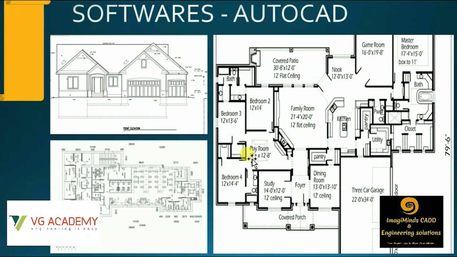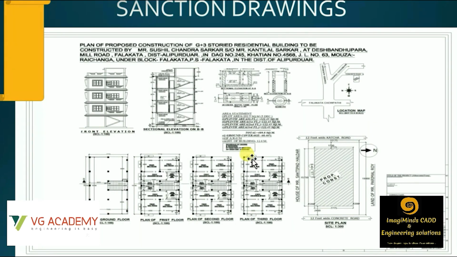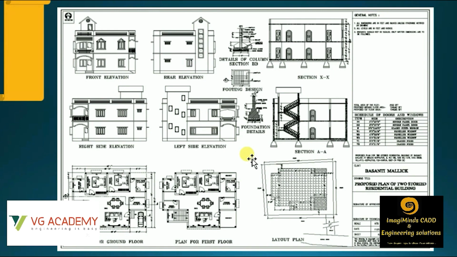These are examples of a few 2D drawings which can be drawn in the field of civil engineering, or which are necessary in the field of civil engineering. This is a sanction plan, you can say. This is another example of a sanction plan.